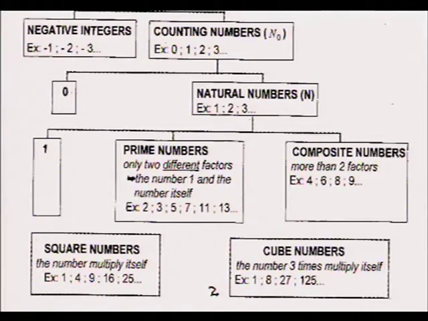The cube numbers, the number 3 times multiplied by itself. For example, 1 is a cube number as well. 1 times 1 times 1 is also 1. 8 is 2 times 2 times 2. Then 27 will be 3 times 3 times 3.